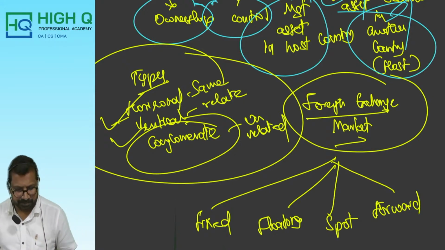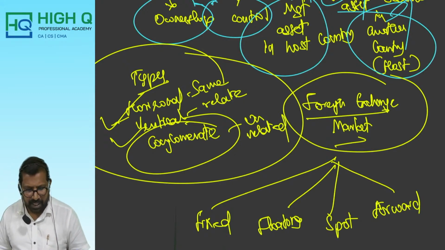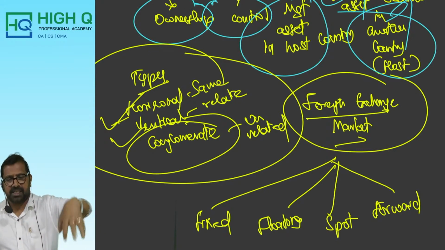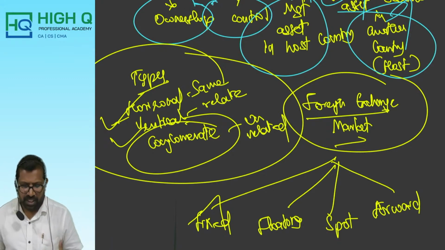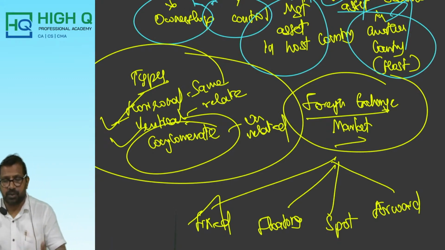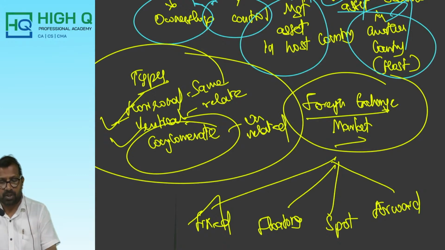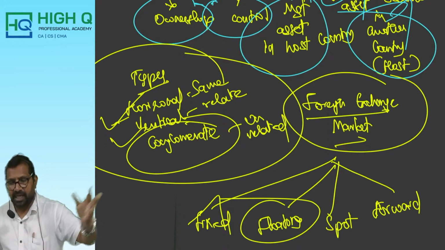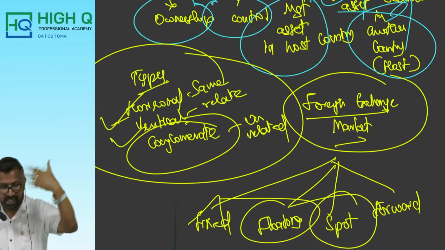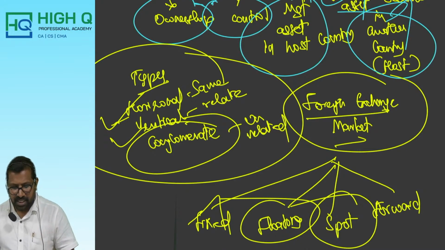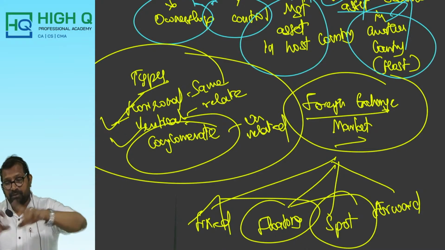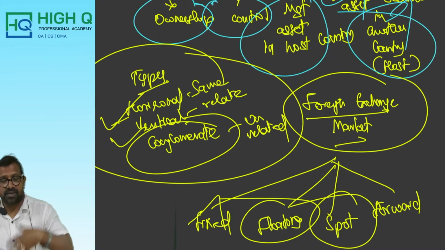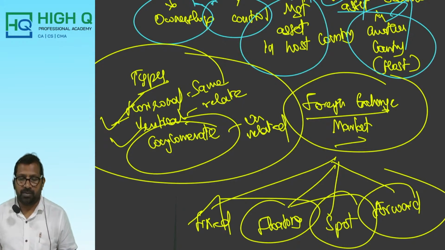What is meant by fixed? The rate is announced by a country's central bank or government. The government fixes the rate for each and every transaction, then it is called fixed. Floating: based upon demand and supply, the currency rate goes on changing, called floating. Spot: current transactions which involve immediate delivery. If you are doing spot transactions, then it is called the spot market. A contract to buy or sell currency not for the present but for future delivery is called the forward market. So here there are four.